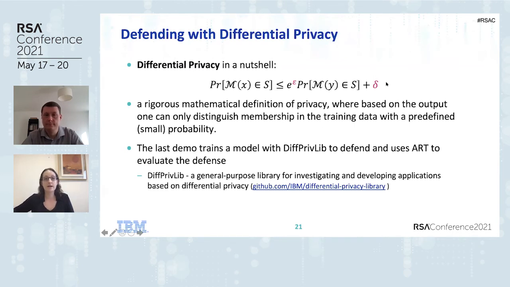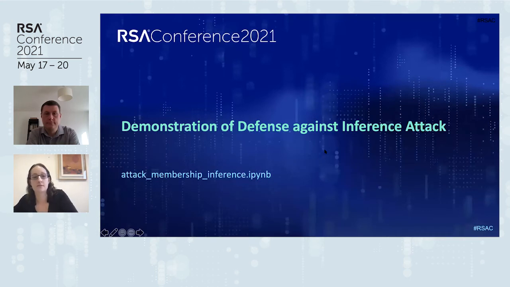Here you can see the mathematical definition of differential privacy. It uses two parameters, epsilon and delta, that determine the level of the privacy guarantee. The smaller these values are, the better the privacy. And I'm going to show you how to build a differentially private model using an open source library called diffprivlib. Of course, there are other options. Now let's look at the example.